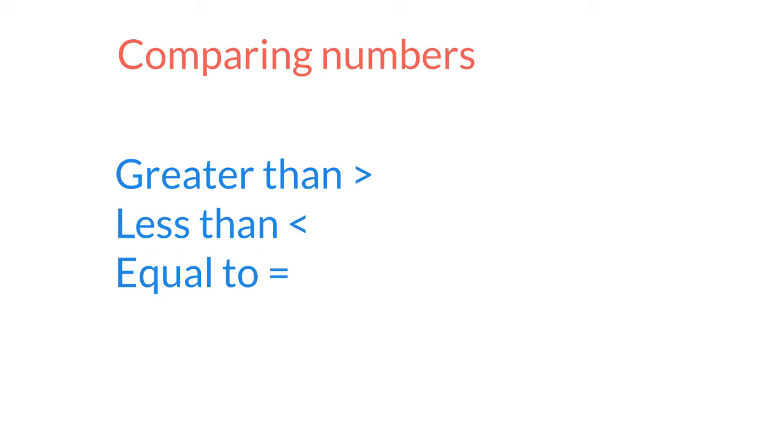In this lesson 4.2, we're going to be comparing numbers. We're going to be using three important phrases and three important symbols. The first one is greater than, meaning it is more. We have less than, in which it is less, and we have equal to.